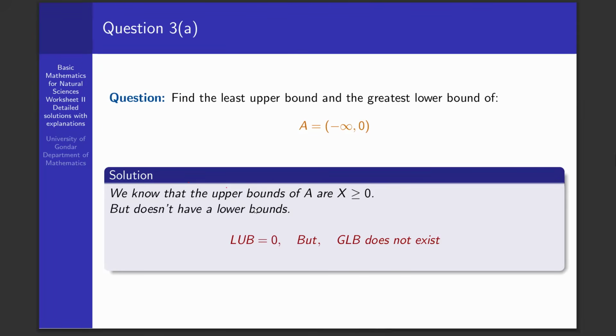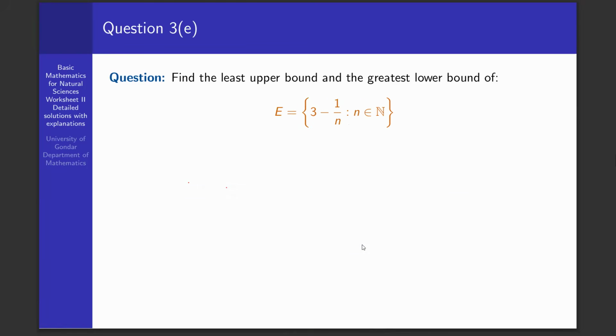Therefore, the least upper bound for this one, that means the smallest element of its upper bounds, the upper bounds are x greater than or equal to 0. The smallest element is 0, so the least upper bound of this set is 0. But by using the completeness property, since the set doesn't have a lower bound, it will never have a greatest lower bound. That means the greatest lower bound of the set doesn't exist.